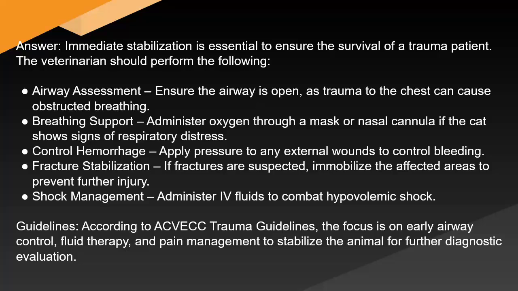Airway assessment. Ensure the airway is open, as trauma to the chest can cause obstructed breathing. Breathing support. Administer oxygen through a mask or nasal cannula if the cat shows signs of respiratory distress. Control hemorrhage. Apply pressure to any external wounds to control bleeding. Fracture stabilization. If fractures are suspected, immobilize the affected areas to prevent further injury. Shock management. Administer IV fluids to combat hypovolemic shock. Guidelines. According to ACVECC Trauma Guidelines, the focus is on early airway control, fluid therapy, and pain management to stabilize the animal for further diagnostic evaluation.